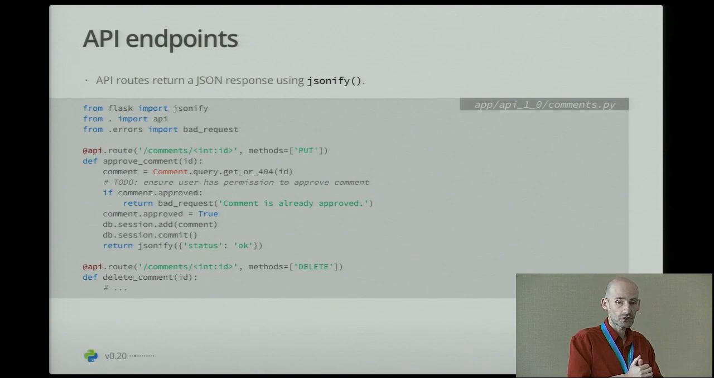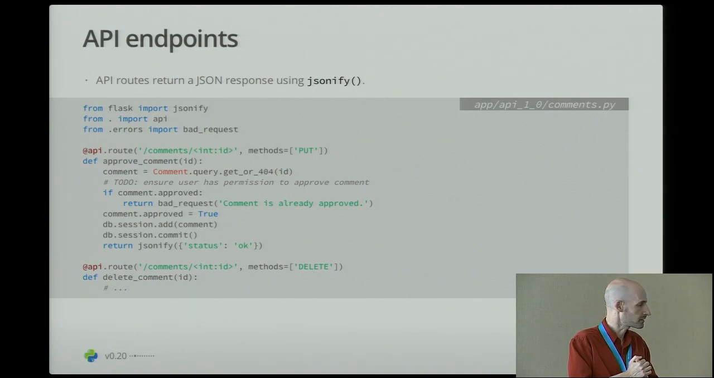And if the comment is valid, now I have it. So if the comment is approved, I have nothing to do. This is a mistake. I mean, this API should not have been called on an approved comment. The comment should be not approved. So I return a custom error.